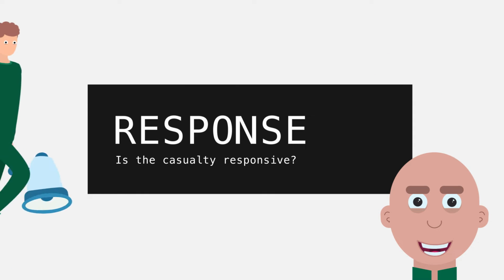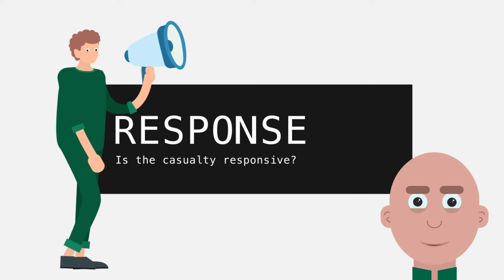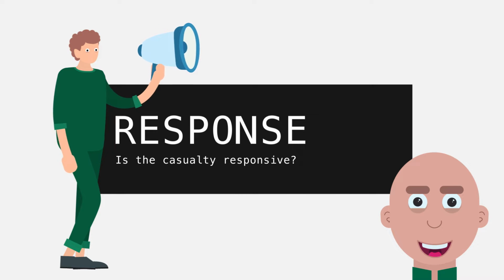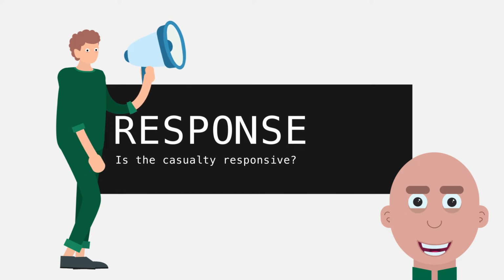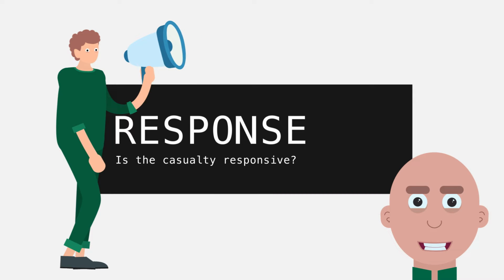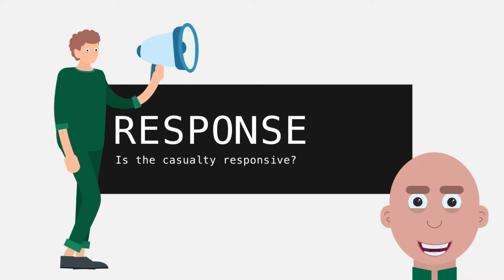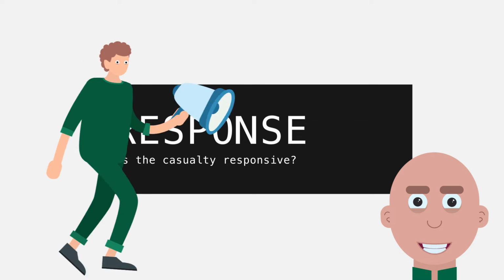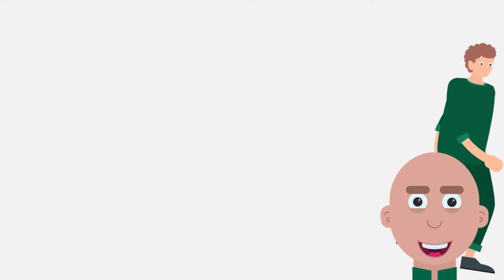Response. Check if the casualty is responsive or unresponsive. As you approach them, introduce yourself and ask questions to see if you get a response. Kneel next to their chest and gently shake their shoulders, asking, "What has happened?" Open your eyes. If the casualty opens their eyes or gives another gesture, they are responsive.